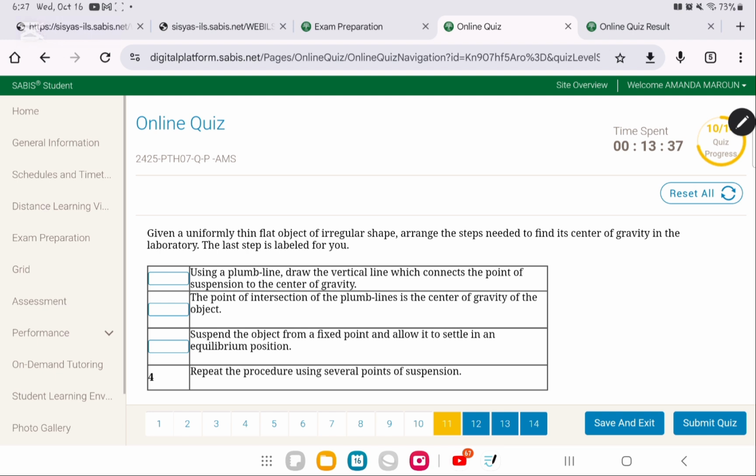Given a uniformly thin flat object of irregular shape, meaning it is non-uniform. Here, uniformly thin does not mean it has a uniform shape. It should have a uniform thickness, not thin or thick. So we need to arrange the steps in order to find its center of gravity. We said to find the center of gravity of an irregular shape, for example, this shape, what we're going to do is suspend it vertically. So we're going to suspend the object from a fixed point and allow it to settle at an equilibrium position.